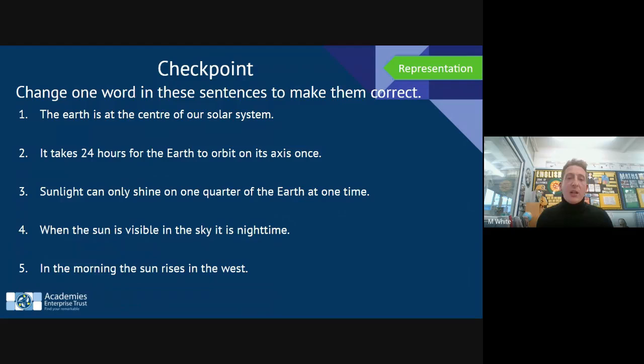Question number 2, it takes 24 hours for the Earth to orbit on its axis once. Remember, Earth orbiting on its axis is that rotation of the Earth, okay? And the axis is that point where it rotates.